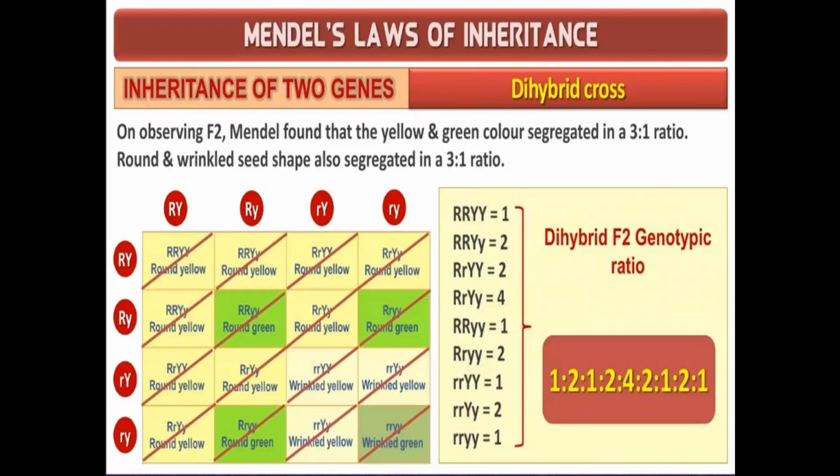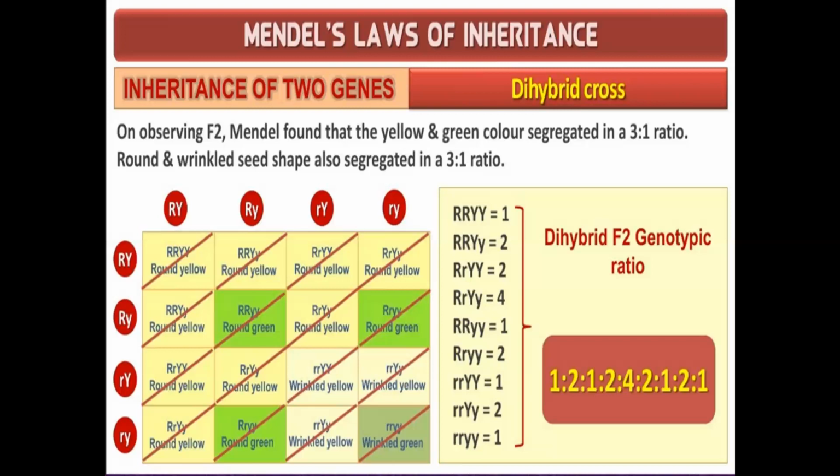Now let's see the genotypic ratio. Genotypic ratio means how many different combinations are there that we have to see. Capital R, capital R, capital Y, capital Y is only one. Then capital R, small y, capital Y, small y. So there are total of 2. You have to find it. If you write neatly, then you can come to know. So you have to find, and this is the ratio.